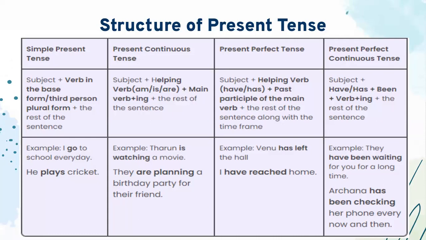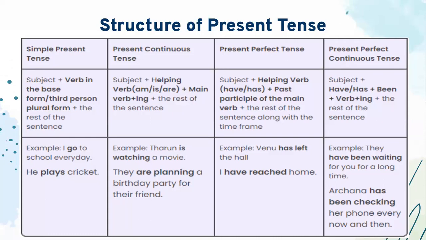Structure of present tense. The simple present tense, which we already took together, comes as subject with the verb in the base form, or the third person singular form, with the rest of the sentence. For example, I go to school every day. He plays cricket.